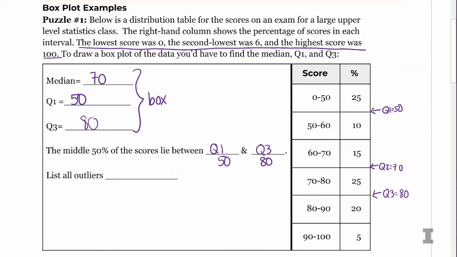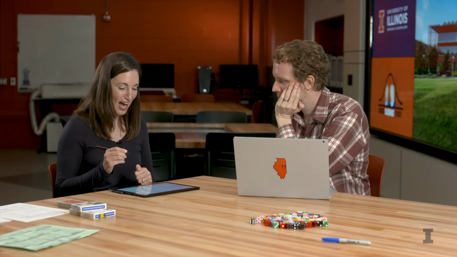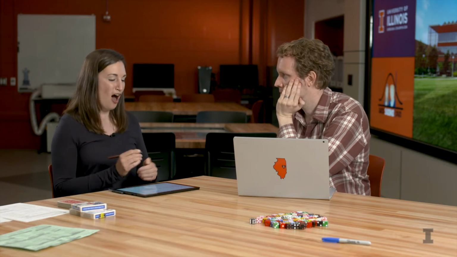The next part says to list all of the outliers, because I definitely need to know if the data set has outliers, so I know if I'm going to be drawing dots on my plot for those, and so I know where to draw my whiskers. So we have these formulas to check if there are outliers in the data set, right?